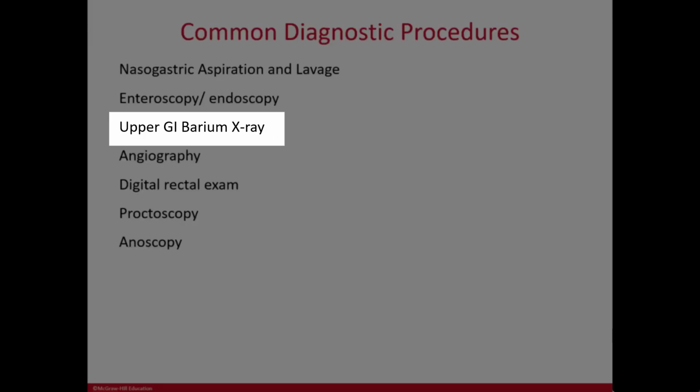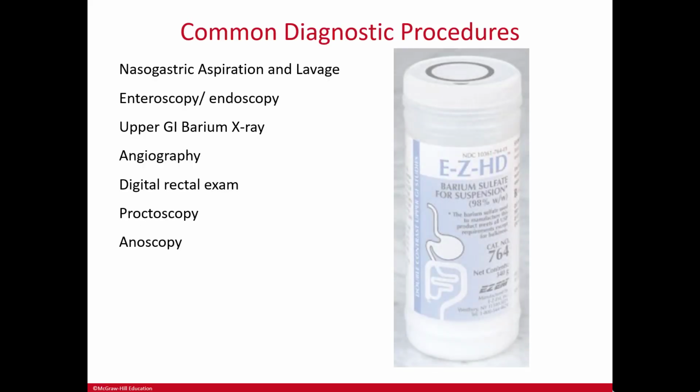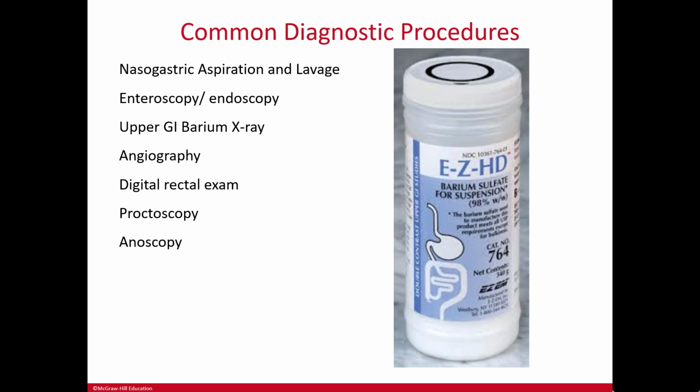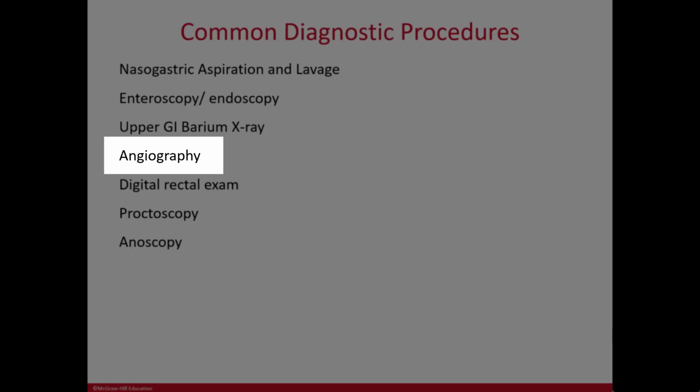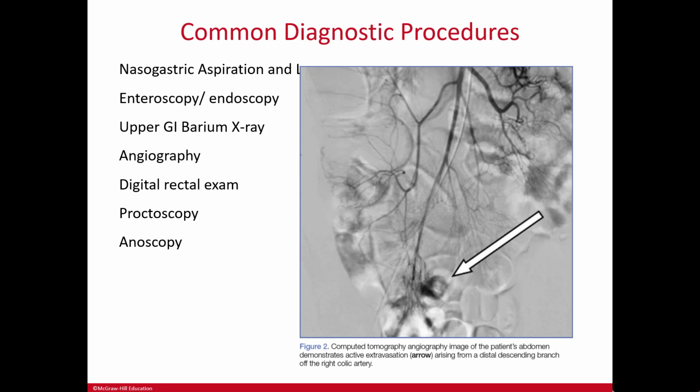An upper GI barium X-ray is sometimes called a barium swallow. It uses something called barium sulfate, which is a contrast material that the patient swallows, and it's used to study the distal esophagus, the stomach, and the duodenum. This uses an X-ray, which is a little less accurate than using the camera to go down and look at the inside structures. Angiography, we're looking at blood vessels, so it uses a dye that's injected to highlight blood vessels, and we can detect the site of bleeding within the GI tract.